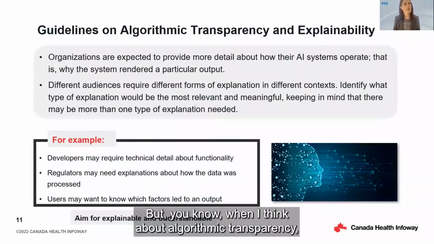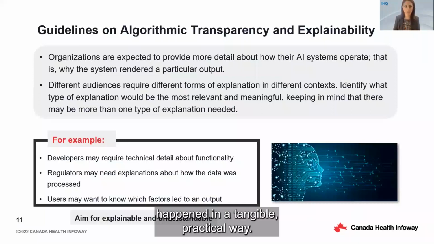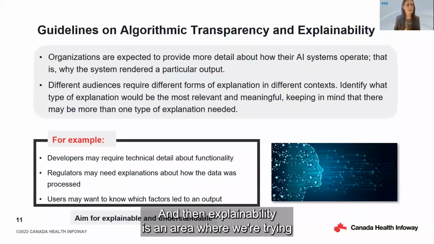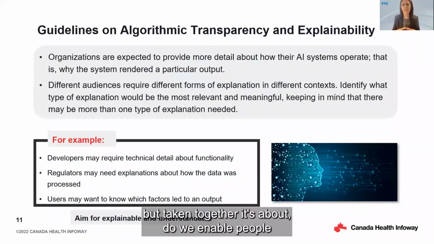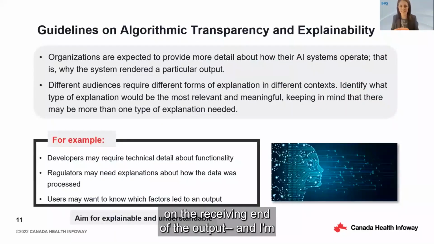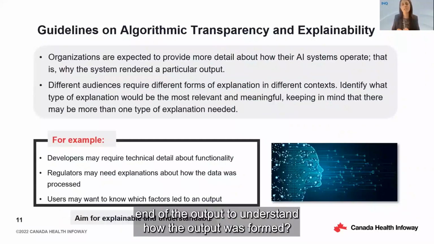But when I think about algorithmic transparency, I'm really thinking about this ability to understand what's happened in a tangible, practical way. So how the system is operating quite practically. And then explainability is an area where we're trying to deconstruct how the system worked. So it's a slight nuance, but taken together, it's about, do we enable those who are on the receiving end of the output to understand how the output was formed?